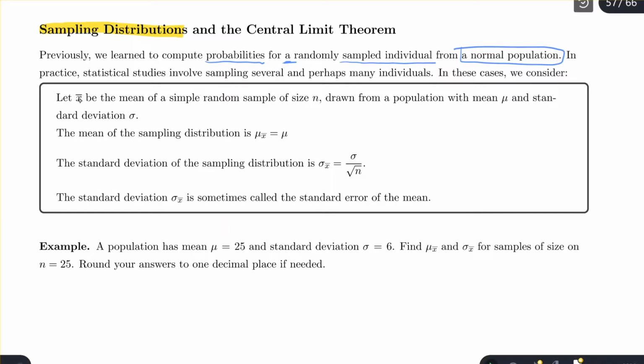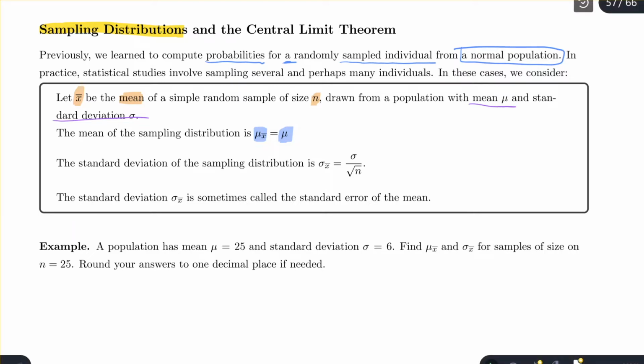Let X bar be the mean of a random sample of size n, drawn from a population with a mean and standard deviation. Then the mean of a sampling distribution, the population mean, is the same. So what we're doing here is that the sample we get from the population, the mean of that sample is equal to the population mean within a normal population.